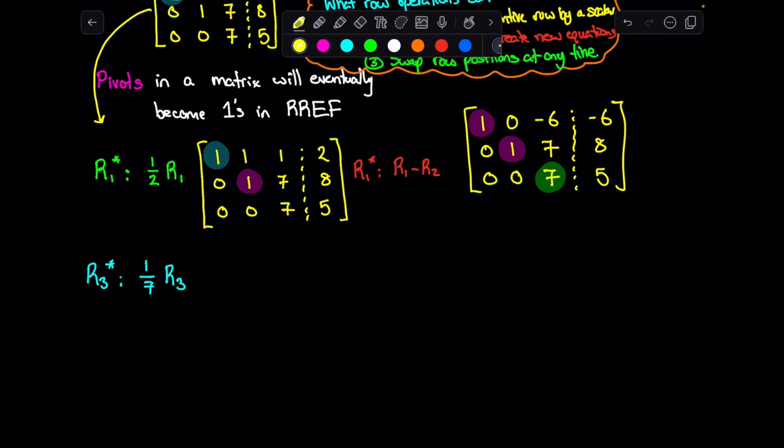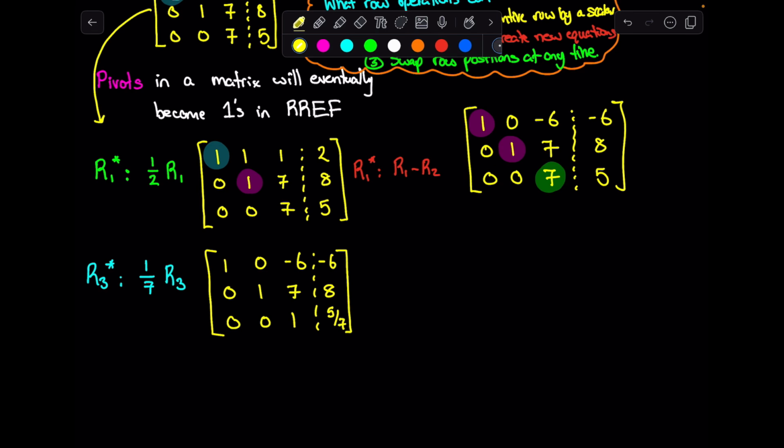And that's going to give me a new matrix where that third pivot is now a 1. So the first two rows should stay exactly the same because we have not done anything to them. So that's still 1, 0, negative 6, negative 6. We'll have 0, 1, 7, and 8, and then 0, 0, 1, and 5/7 right here. And we're almost done at this point.